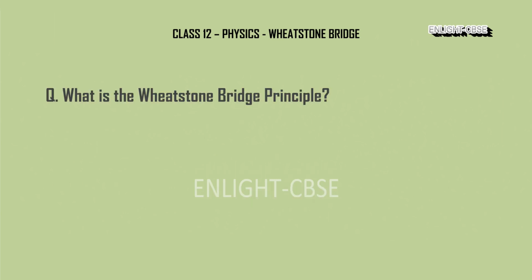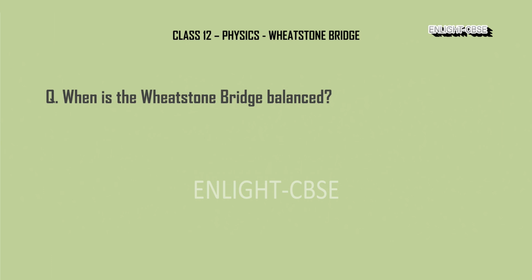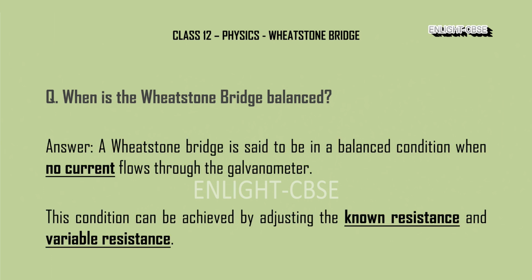What is the Wheatstone bridge principle? The Wheatstone bridge works on the principle of null deflection, that is, the ratio of their resistances are equal and no current flows through the circuit. When is the Wheatstone bridge balanced? A Wheatstone bridge is said to be in a balanced condition when no current flows through the galvanometer. This condition can be achieved by adjusting the known resistance and variable resistance.